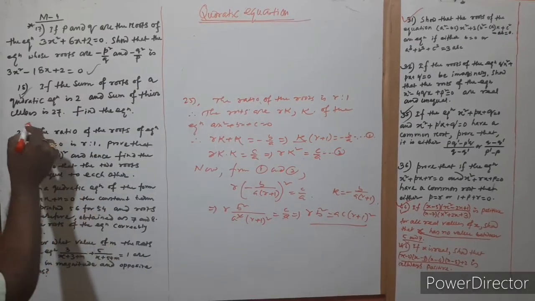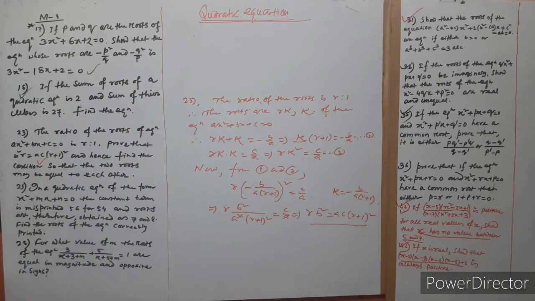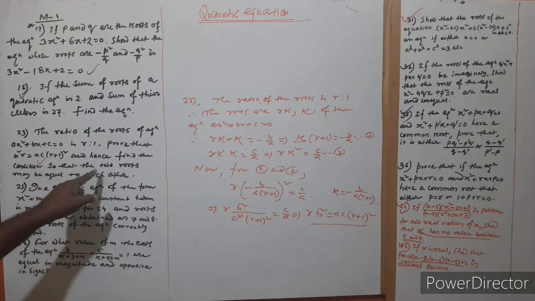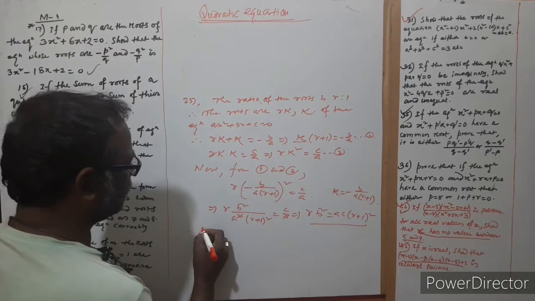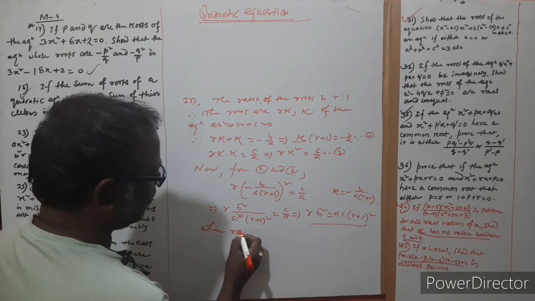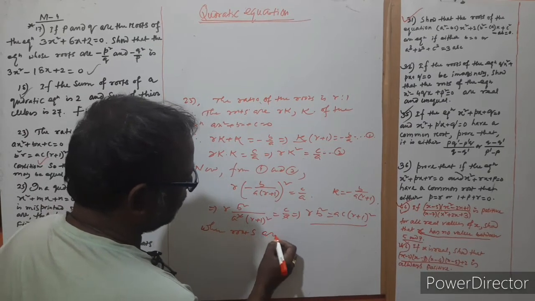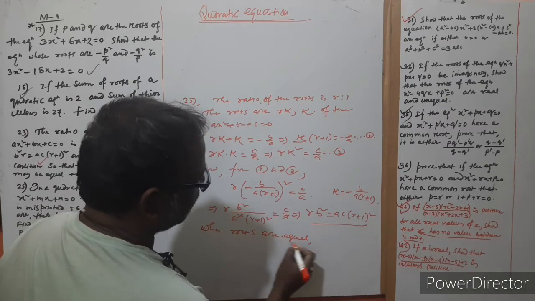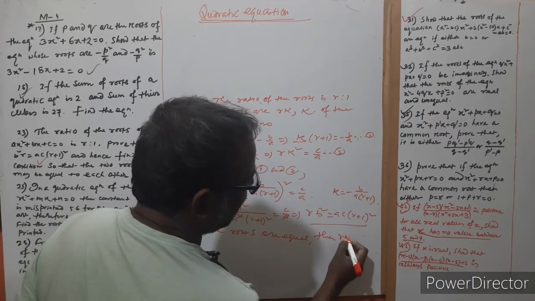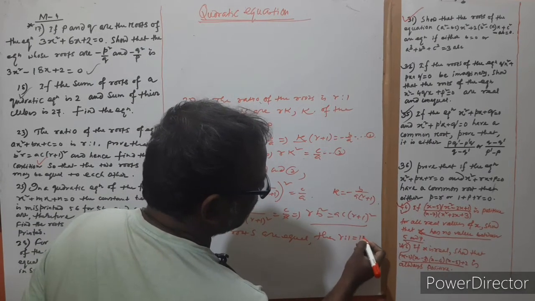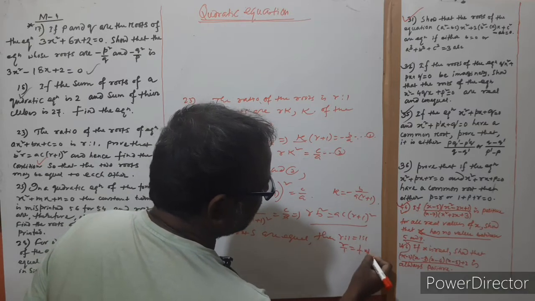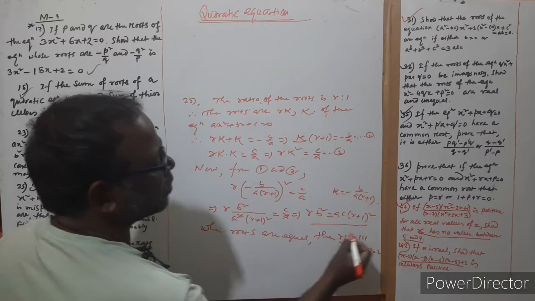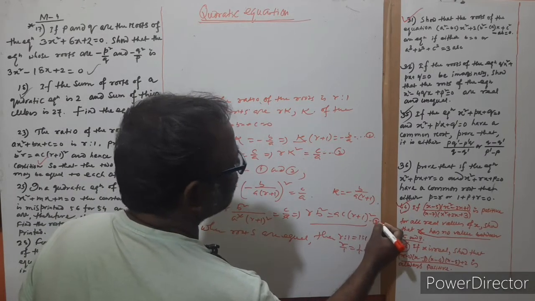This is the condition which I got, the relation here. Hence find the condition so that the two roots of this may be equal to each other. When the roots are equal, then r is to 1, actually 1 is to 1. So r by 1 equal to 1 by 1. So you can write here r equal to 1. So this is 3.